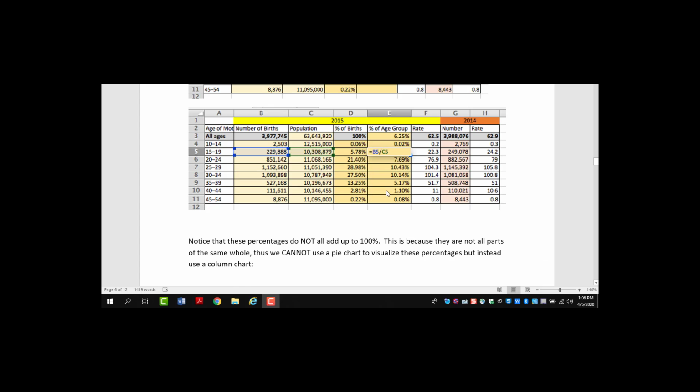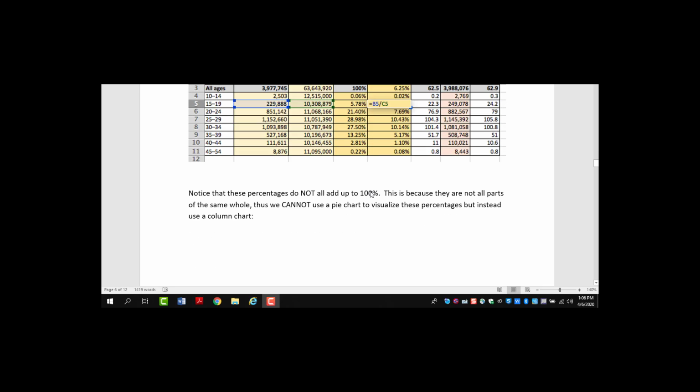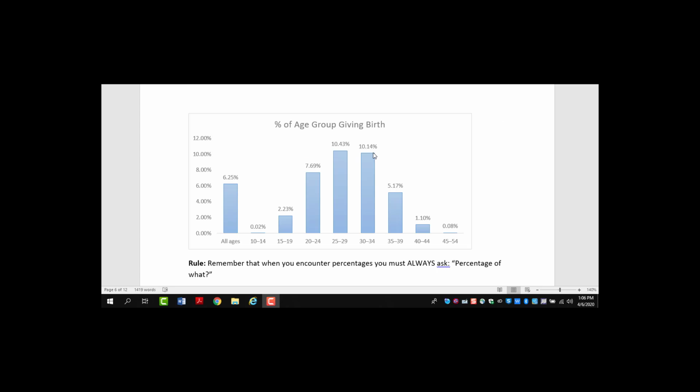Boom. B5 divided by C5. Notice these percentages do not add up to 100, just because they are not parts of the same whole. You really can't use a pie chart to visualize these percentages because they don't add up to 100%. You only use pie charts when they add up to 100%. You can, however, use column charts here.